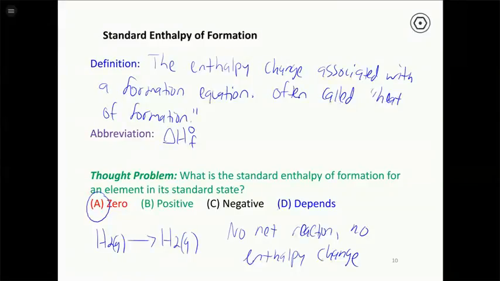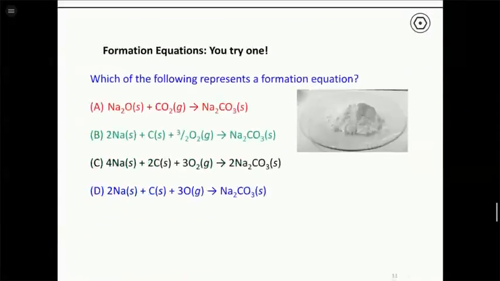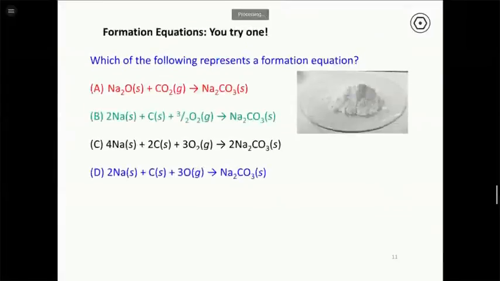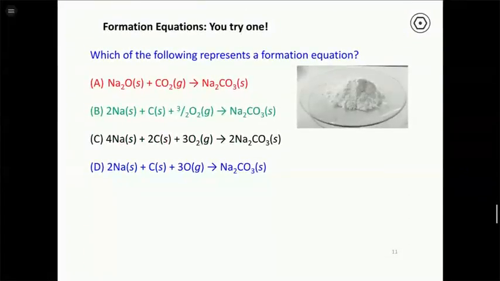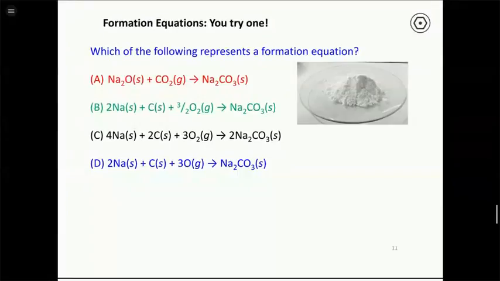So now let's see one more little bit of a thought problem. I forgot to bring the clicker set up. We're not going to be able to do this interactively. We'll just have to shout out answers again. All right, so which of the following represents a formation equation? So we're talking about sodium carbonate here, which is a boring white powder, but which of these represents the formation for sodium carbonate? A, B, C, or D? Take a minute to think about it, and then you can start shouting out answers. Don't be shy.